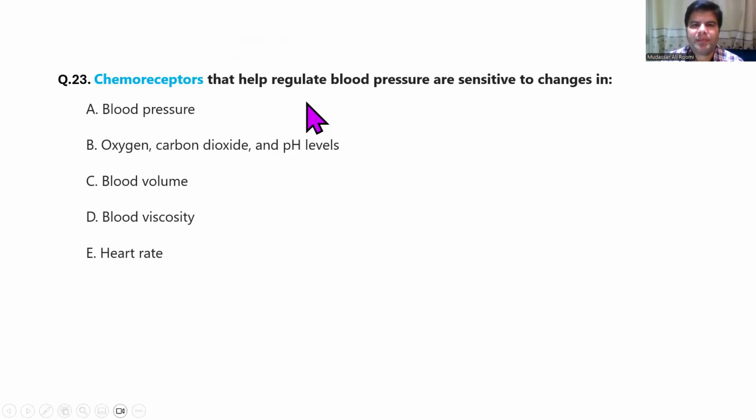Next question: chemoreceptors that help regulate blood pressure are sensitive to changes in which of the following: blood pressure, oxygen, carbon dioxide and pH levels, blood volume, blood viscosity, and the last option, heart rate. And the answer is chemoreceptors that help to regulate blood pressure.